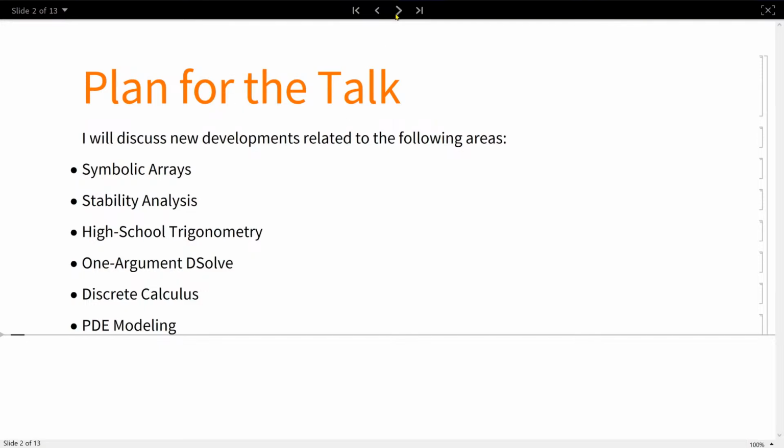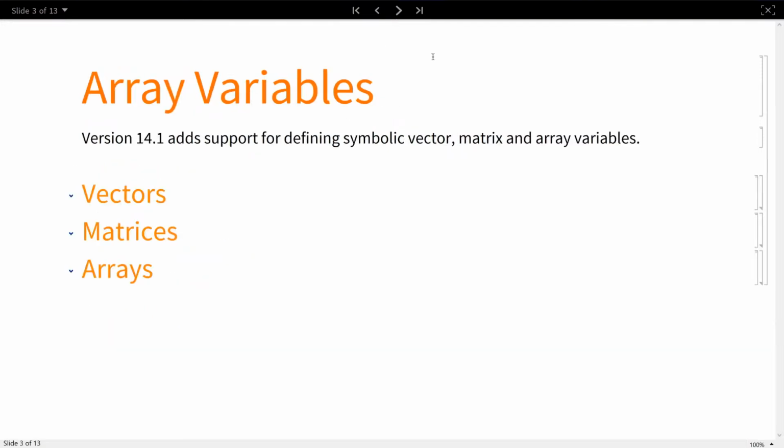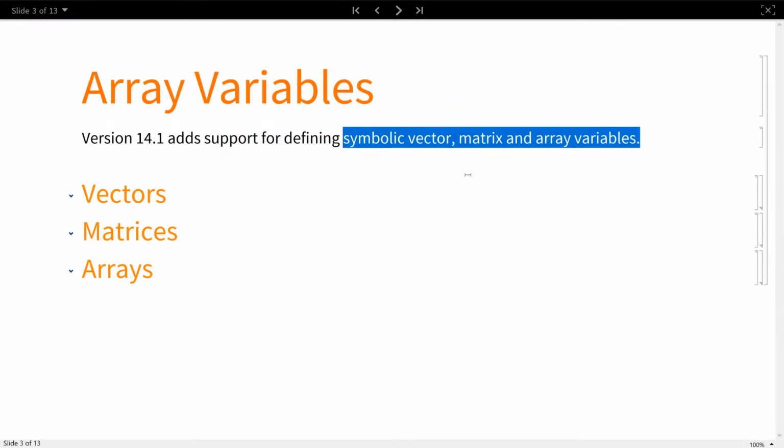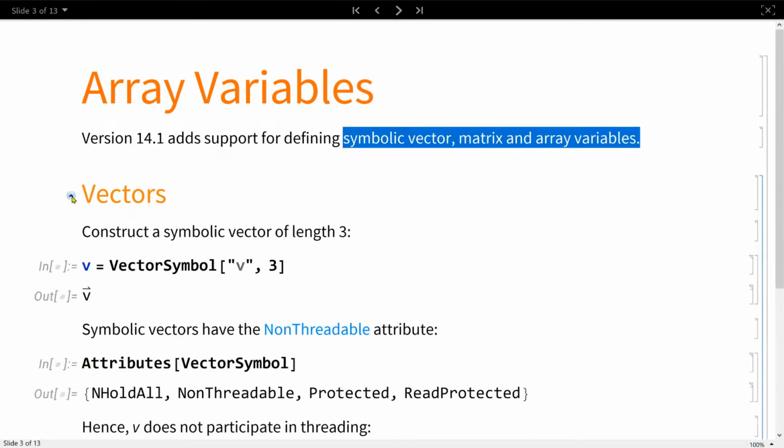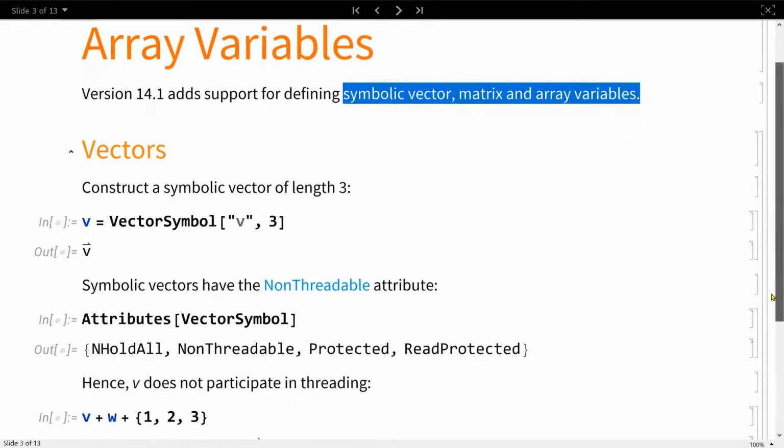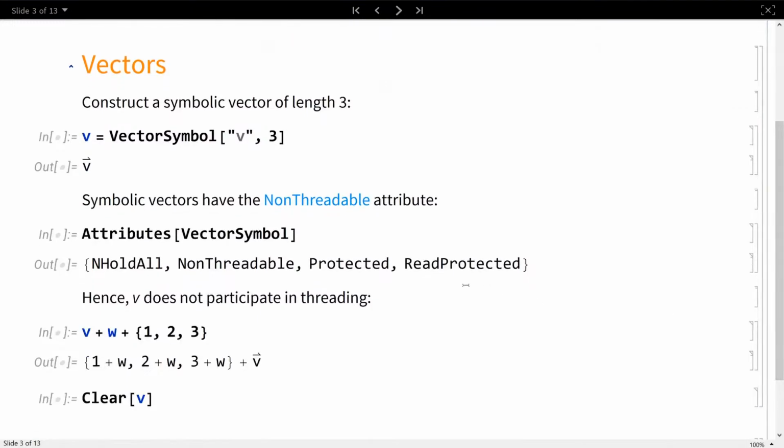So let me then begin with array variables, symbolic arrays. Version 14.1 adds support for defining symbolic vector, matrix, and array variables. So for example, let's say you want to define a symbolic vector of length 3, you can do it this way. You can say v equal to VectorSymbol[v, 3], and you get this very nicely typeset output. And the point about these symbolic vectors is that they are non-threadable. What that means is that they don't participate in threading.